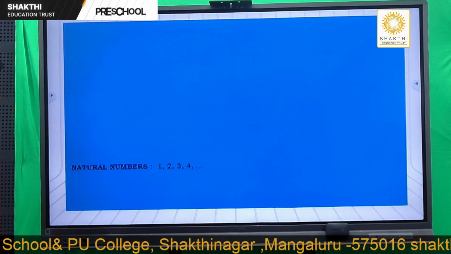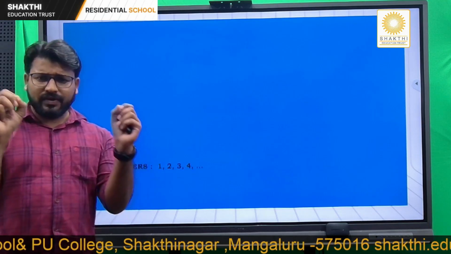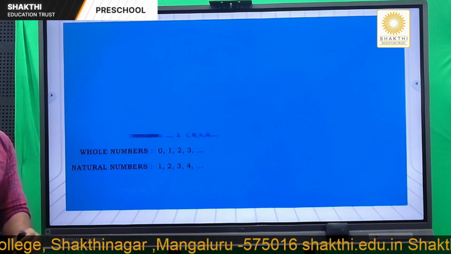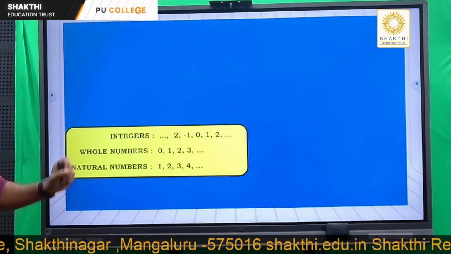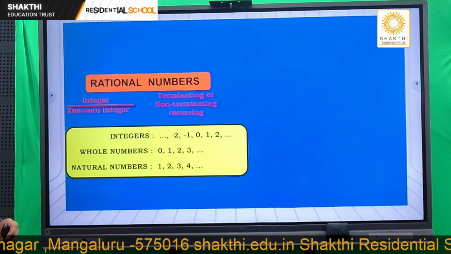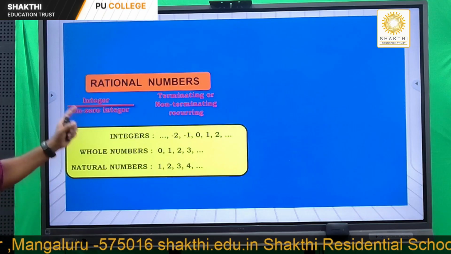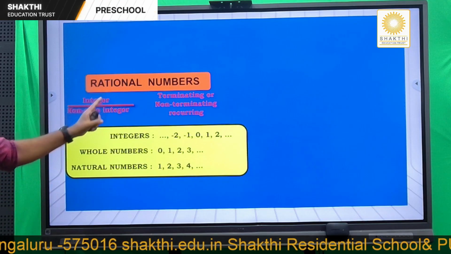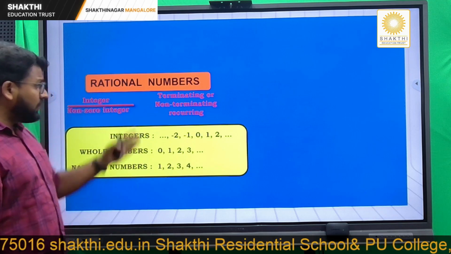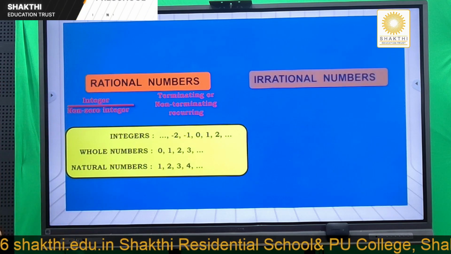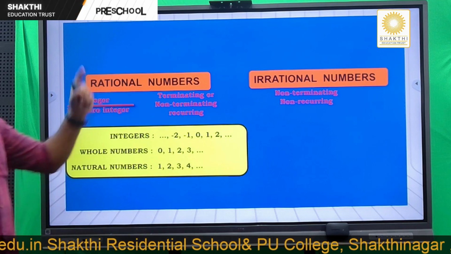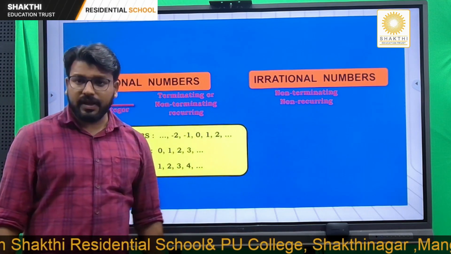Great. So now, so far what all we studied, I'll just have a quick recap of all those things. So we studied natural numbers, whole numbers, integers, and we call all of these numbers as rational numbers, which are the ratio of two integers provided the denominator is not equal to 0, and terminating and non-terminating, recurring, they all come under rational numbers. And irrational numbers are non-terminating and non-recurring.